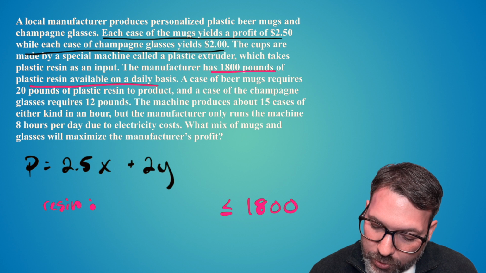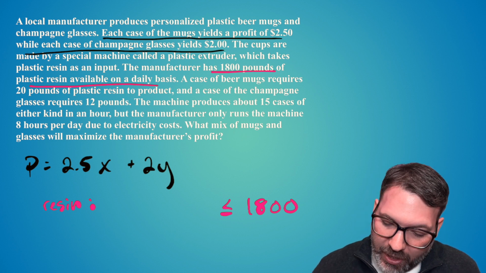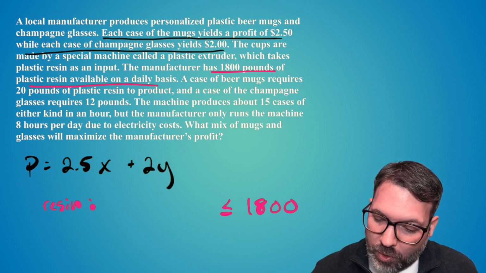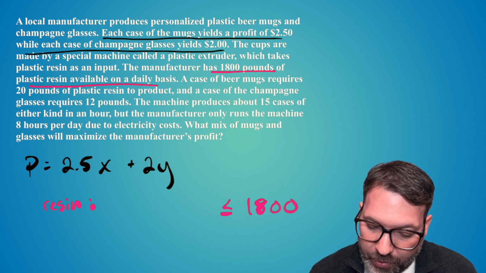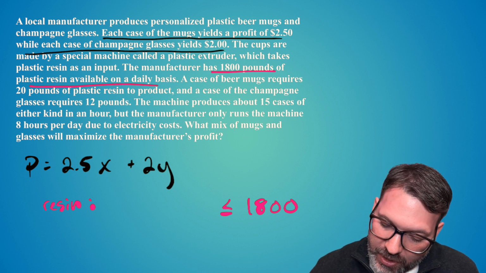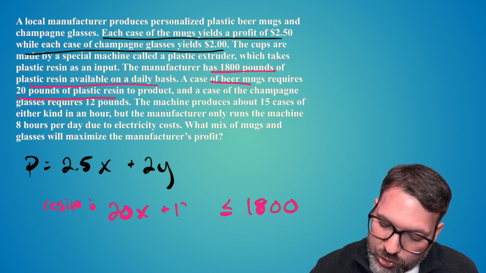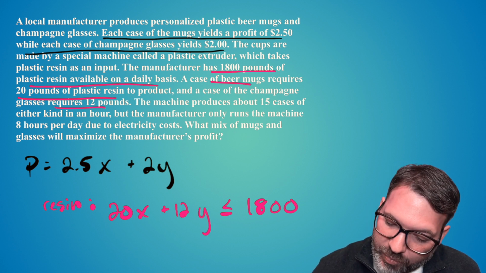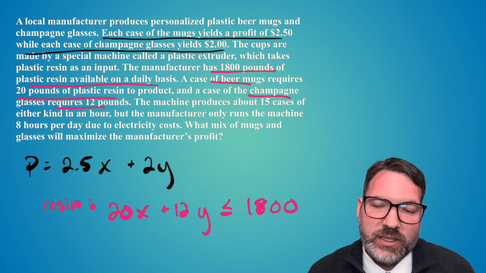A case of beer mugs requires 20 pounds of plastic resin to produce, and a case of the champagne glasses requires 12 pounds. So again, I can go ahead and use these variables X and Y. I didn't write them down earlier, but X is the number of cases of mugs that we make, Y is the number of cases of champagne glasses. In this case, we could say 20 times X. That's the 20 pounds of plastic resin for the beer mugs, plus 12 times Y. That's the 12 pounds required for the champagne glasses. Needs to be up to 1,800 pounds.